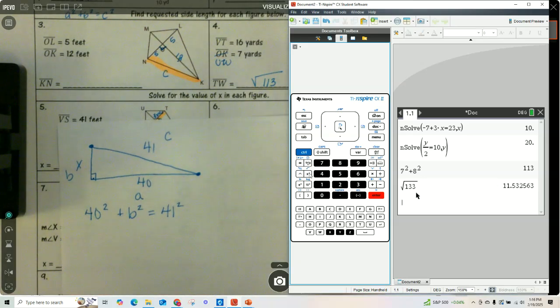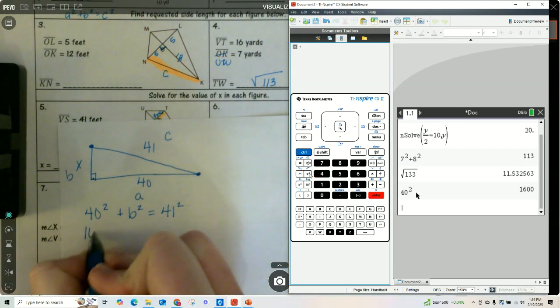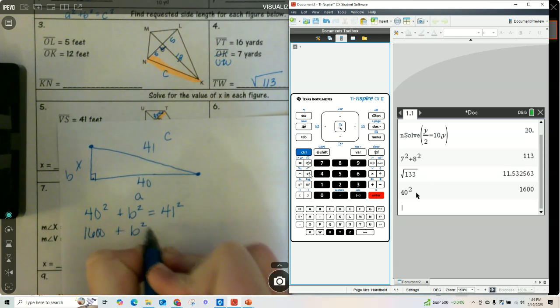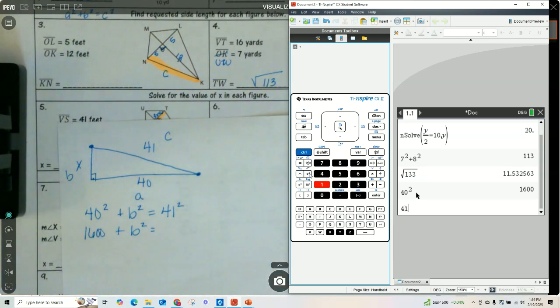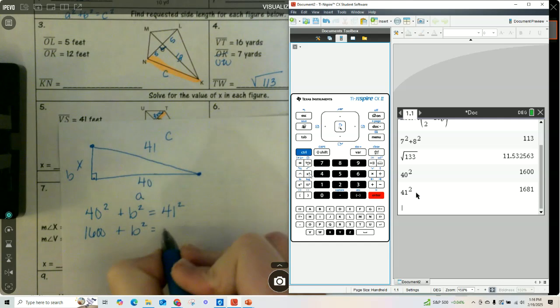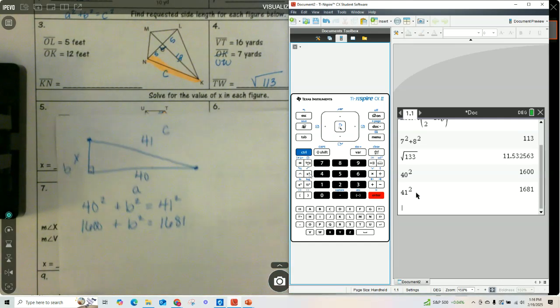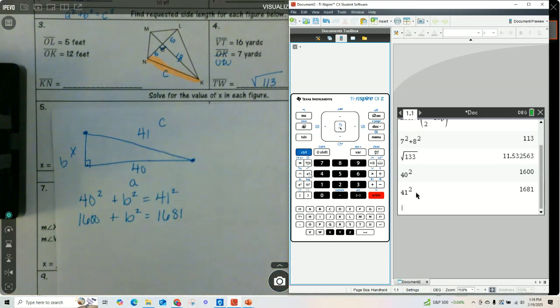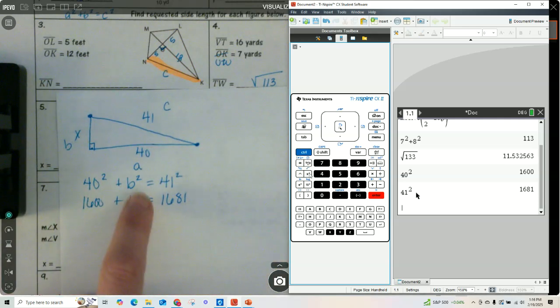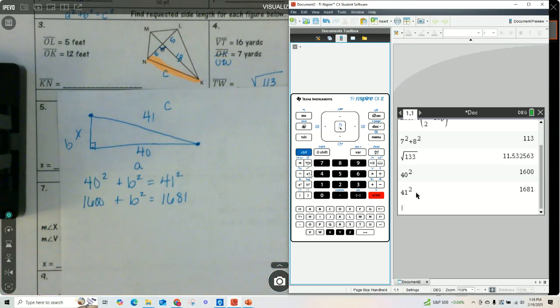So we're finding a leg. We're not finding a hypotenuse here. So we're going to break it down first. Each of the pieces I want to simplify. So do 40 squared and then do 41 squared. All right. In my process to find what B equals, what do I need to do first once I break it down?